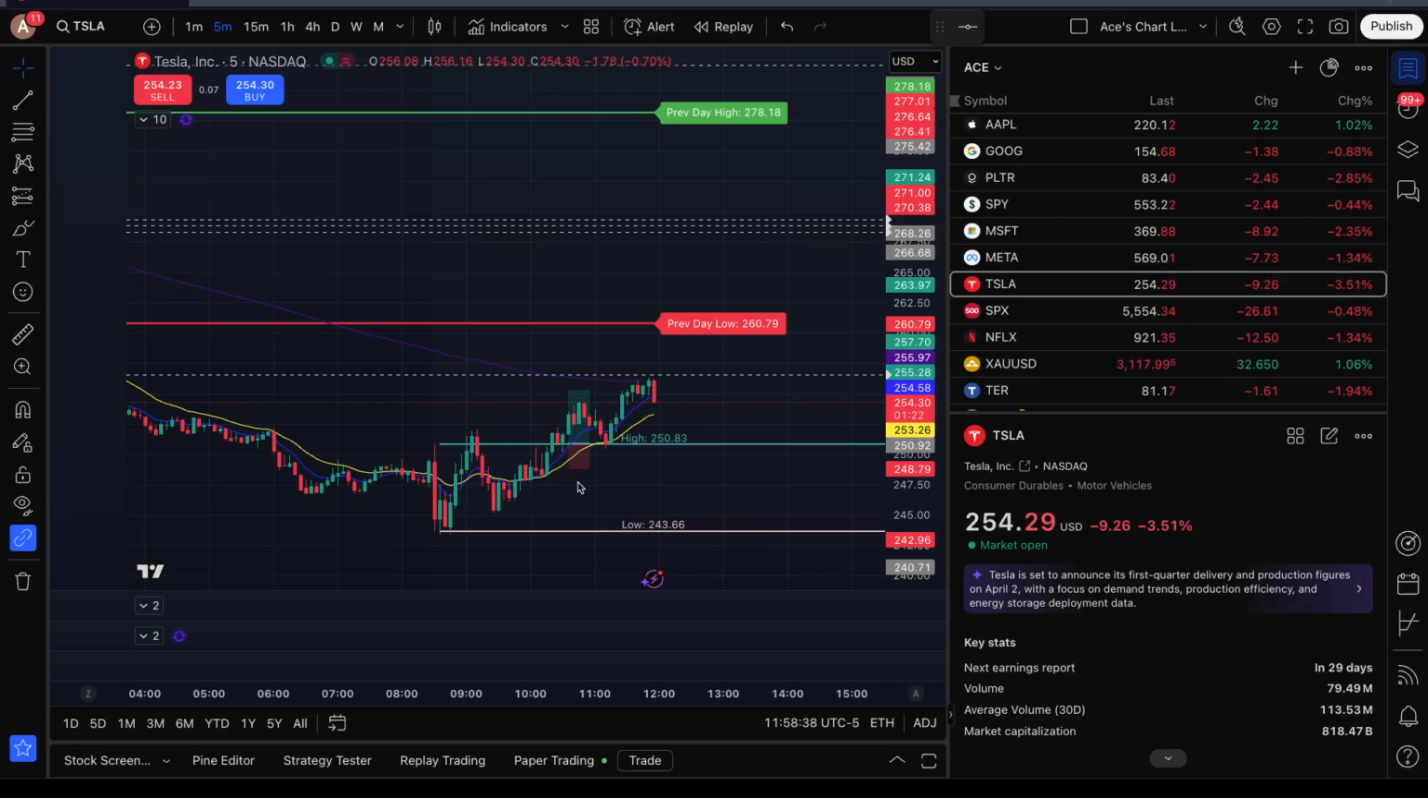So as you can see here, look what time it is. I want to call this out. I got in around this point at 10:30. The market opened here for me at 8:30, right? 8:30. So I had to wait 2 hours for my setup.